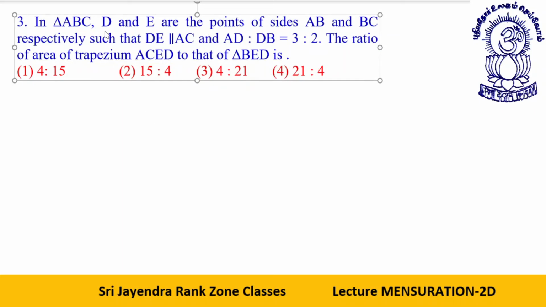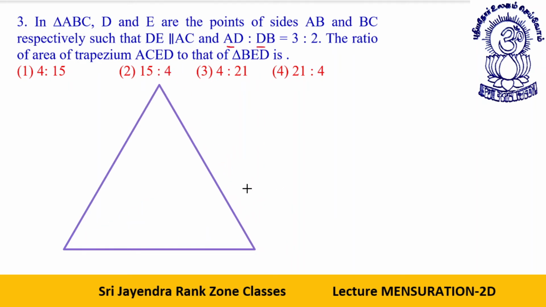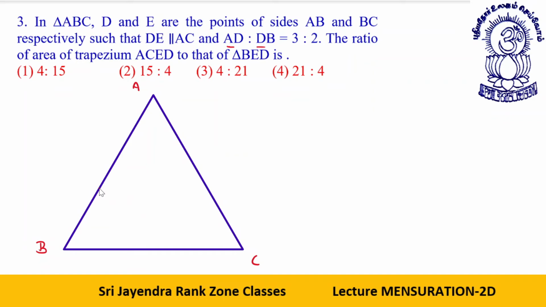In triangle ABC, D and E are points on sides AB and BC respectively, such that DE is parallel to AC, and AD is to DB is 3 is to 2. Look, A, B, C. This is the point, let's say D, this is the point E. It is given to us that the ratio is 3 is to 2. If this is 3, this is 2, I assume. The ratio of the area of trapezium ACED to that of BED is, see students, what I'll do.